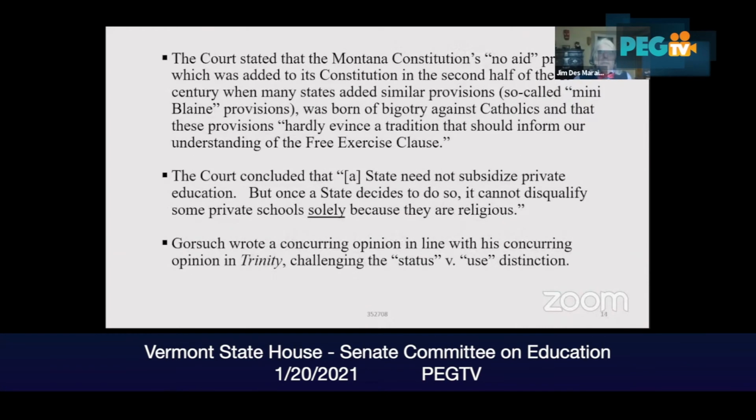And then the court stated that the Montana Constitution's no-aid provision, which was added to its constitution in the second half of the 19th century, when many states added similar provisions, so-called Blaine provisions, was born of bigotry against Catholics, and that these provisions hardly evince a tradition that should inform our understanding of the free exercise clause. The court concluded that a state need not subsidize private education, but once a state decides to do so, it cannot disqualify some private schools solely because they are religious. Gorsuch wrote a concurring opinion in line with his concurring opinion in Trinity, challenging the status versus use distinction.